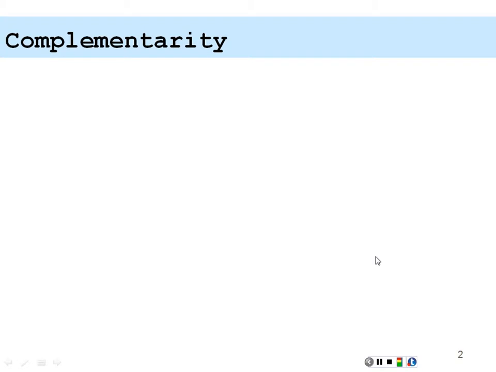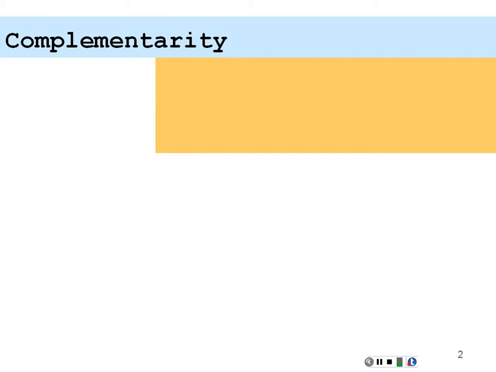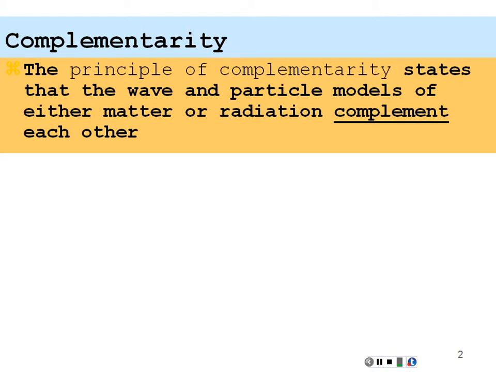Let's proceed into quantum mechanics. Complementarity. The principle of complementarity states that the wave and particle models of either matter or radiation complement each other.